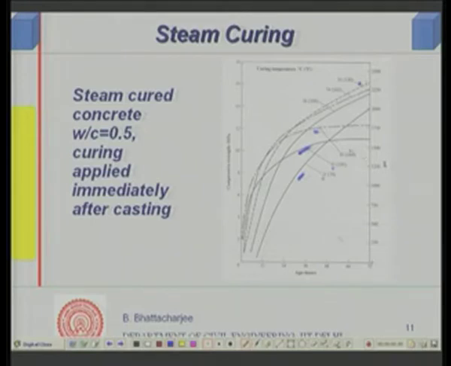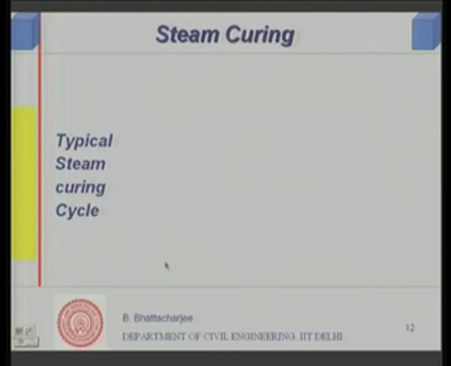Now, if you go on increasing the temperature to 85 degree centigrade, 91, beyond a point even the 3 day strength comes down. So, very high temperature is again not desirable. This is the effect of steam curing on water cement ratio 0.5, applied immediately after casting. Several such results are available in literature, tests done by various people. The steam curing cycle that has been recommended in many places is something like this.